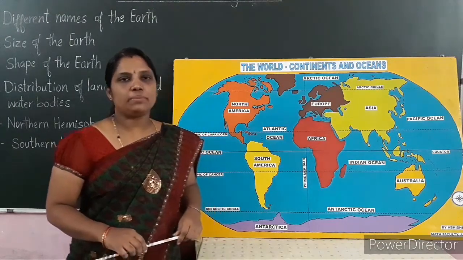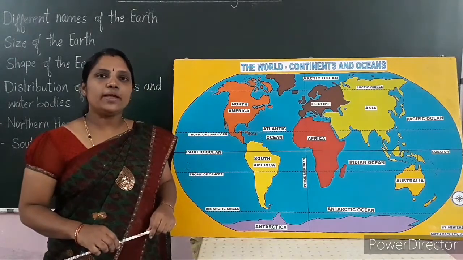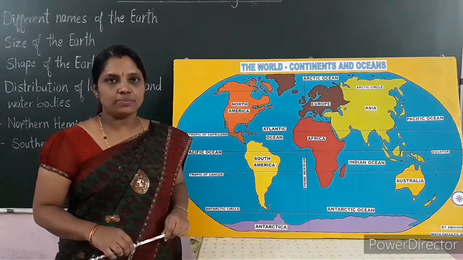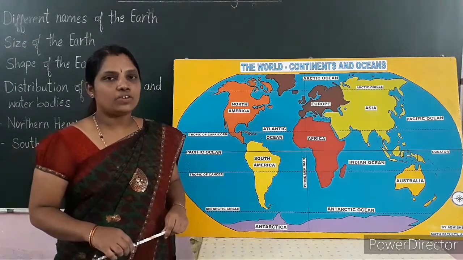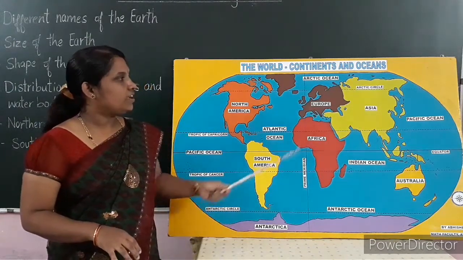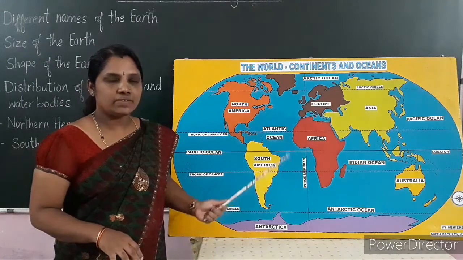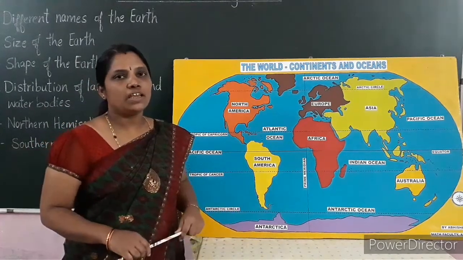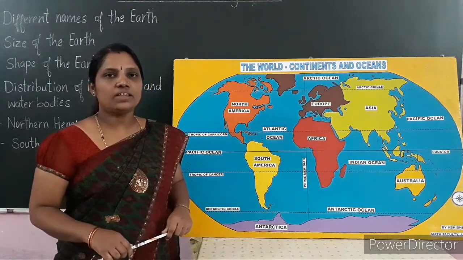For your assignment, list all the planets in the solar system and write all the continents, 7 continents and 4 major oceans. Okay. Thank you.